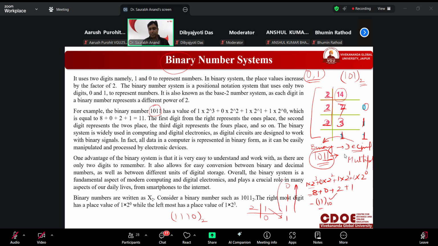These three numbers are the same three numbers. I have written them as is, copied from there. Understood both processes, binary to decimal and decimal to binary? Any doubt, you can ask me.